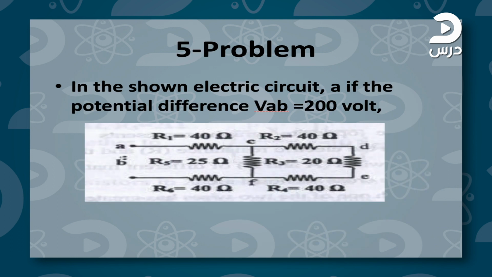Problem number 5. In the shown electric circuit, if the potential difference between A and B equals 200 volt. The resistances are given: R1 40 ohm, R2 40 ohm, R3 20 ohm, R4 40 ohm, R6 40 ohm, and R5 25 ohm.